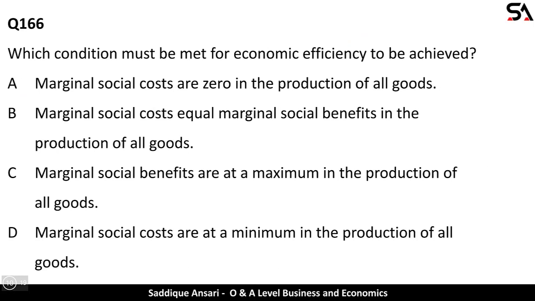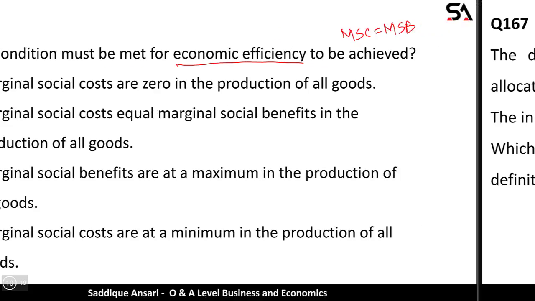Next, which condition must be met for economic efficiency to be achieved? The one condition for economic efficiency is that marginal social cost is equal to marginal social benefit, and society's social welfare will be maximized and socially desirable output will be produced. And this condition is in option B, marginal social cost equal to marginal social benefit in the production of all goods. So this is the correct answer. Let's move to the next MCQ.